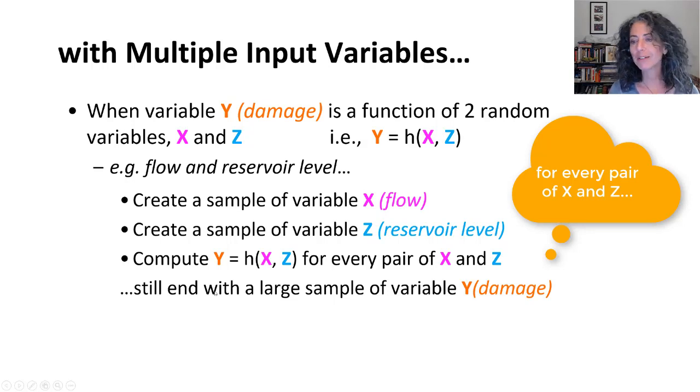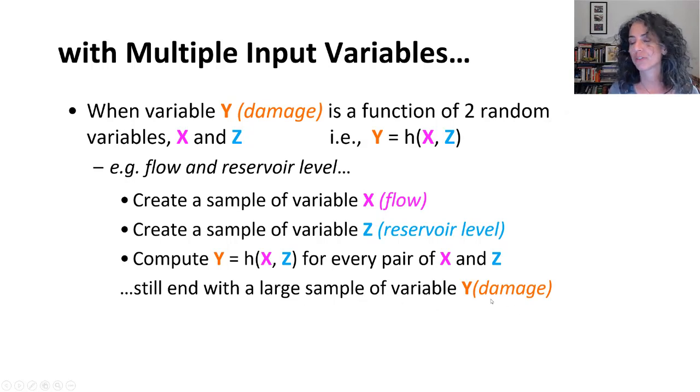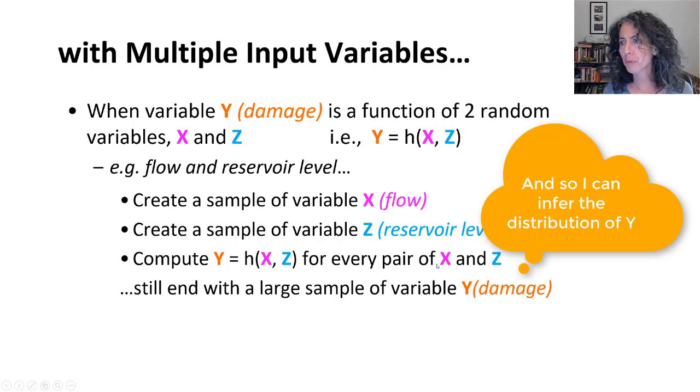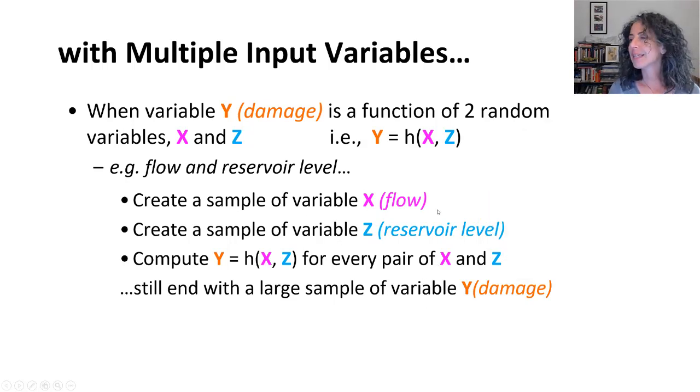And so I'm still going to end up with a large sample of damages of variable Y, right? So the process is the same. I just had to create samples of two variables. Now, in this case, I created independent samples of X and Z. I assume they were unrelated.